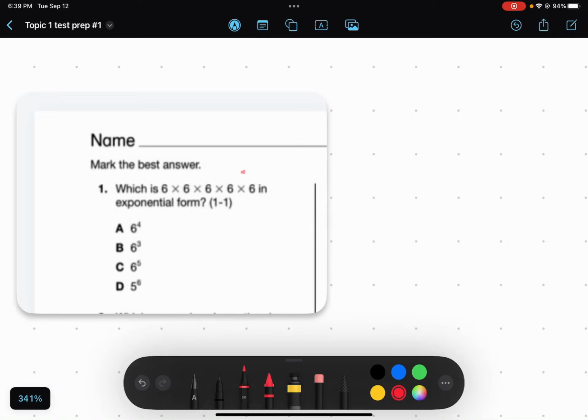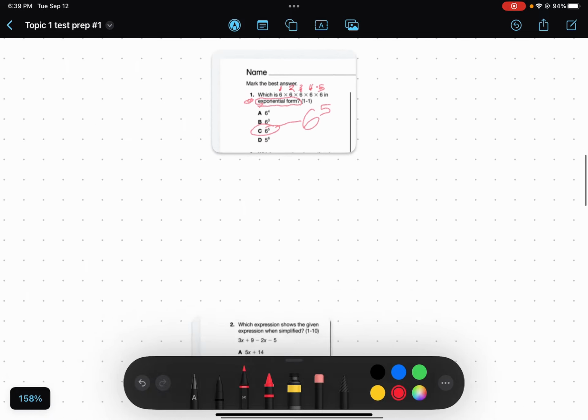Let's go over our test prep number one for topic one. If you look at your worksheet, you should have a number one that looks like this. We're talking about exponential forms or exponents. So looking at this, instead of saying 6 times 6 times 6 times 6 times 6, we would just count 1, 2, 3, 4, 5. So it's this number 6 repeated 5 times. So your answer would be C for number 1.